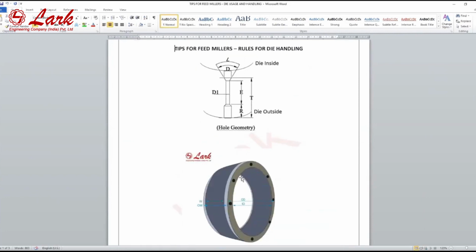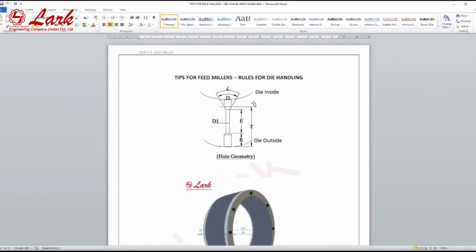This is the nomenclature of a die, a general diagram. This is the inside view of a die, from where the material enters into the hole. This is the effective working length, which actually acts over the pelleting process. Then this is the outside relief that we provide in the dies with respect to the recipe and the formulation.